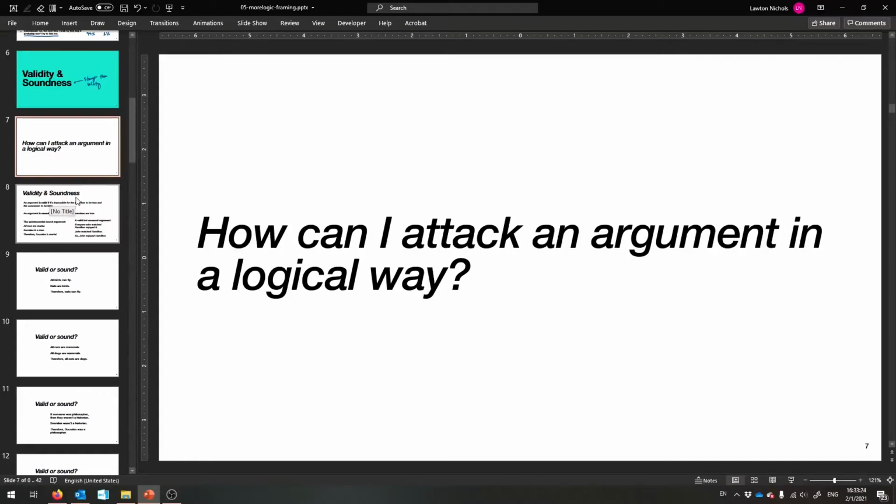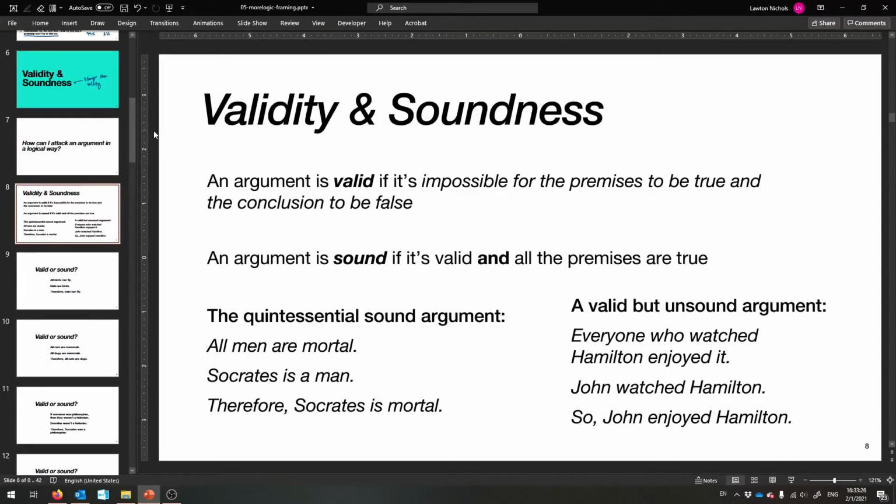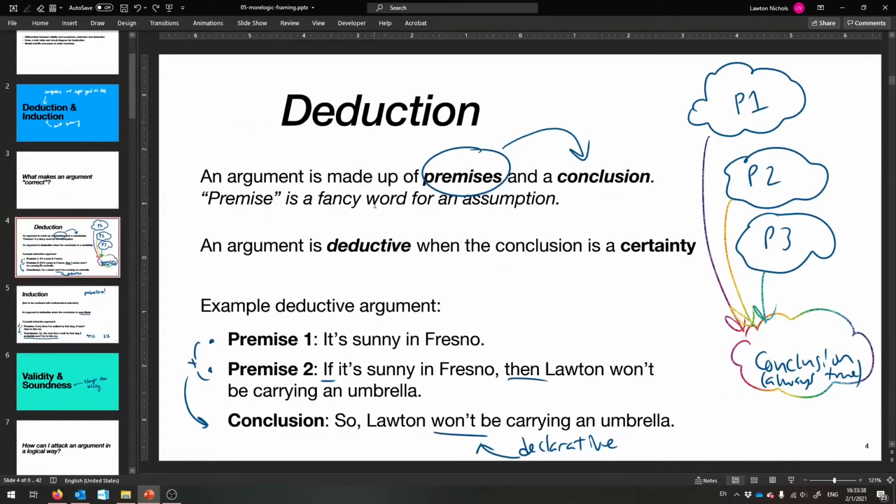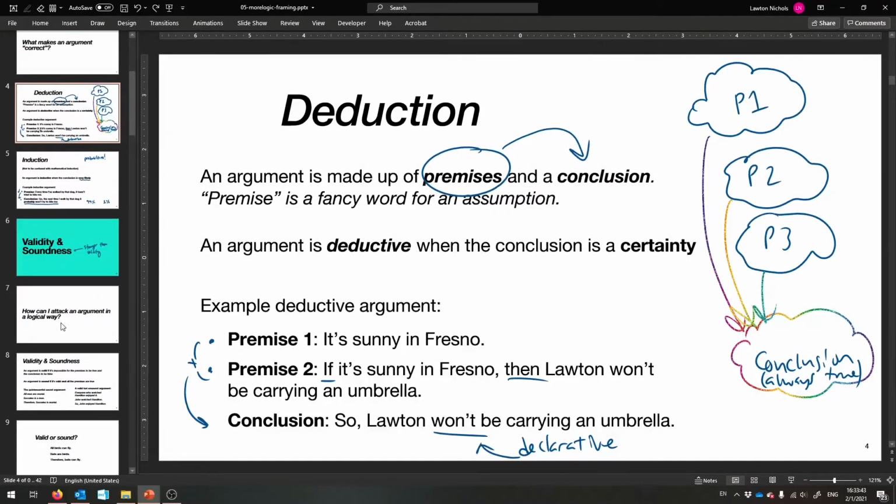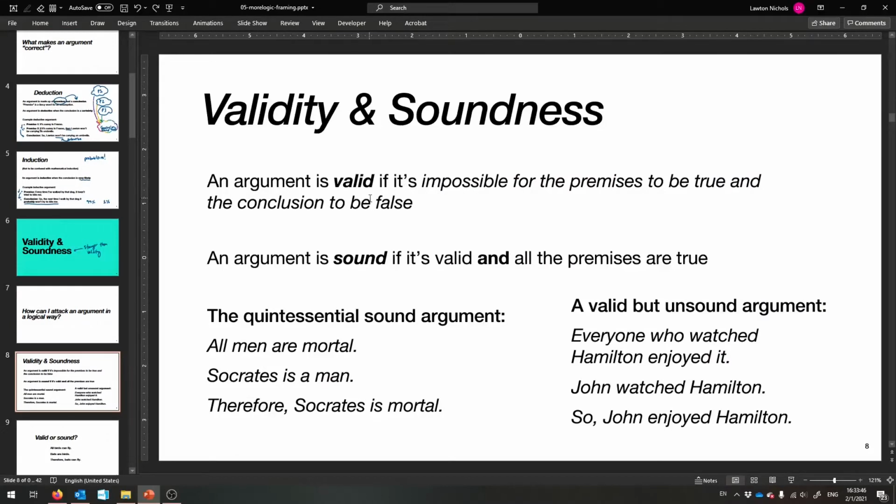Let us get started. So validity and soundness, what in the world do these mean? An argument is valid if it's impossible for the premises to be true and the conclusion to be false. Remember, premise is just a fancy word for assumption. So that is what it means to be valid. And remember, this all goes back to the idea of truth. That's going to haunt us. So we need some kind of definition of truth to begin with, unfortunately. But I think we have one in our minds, and we can use that one.